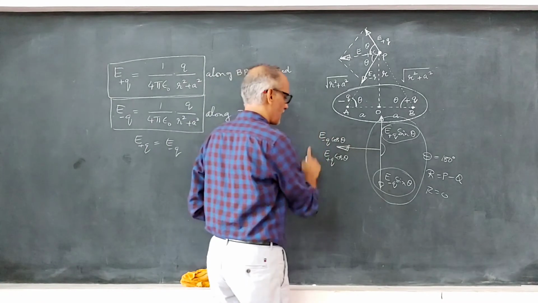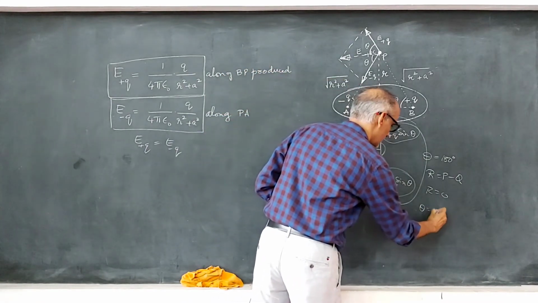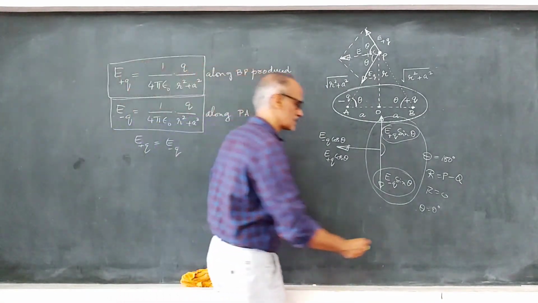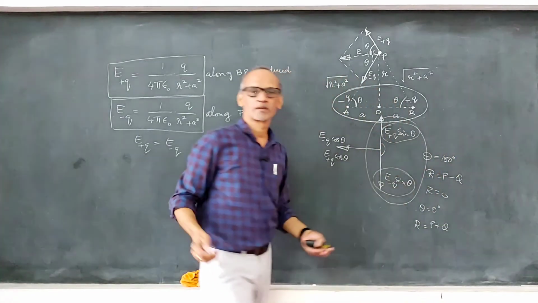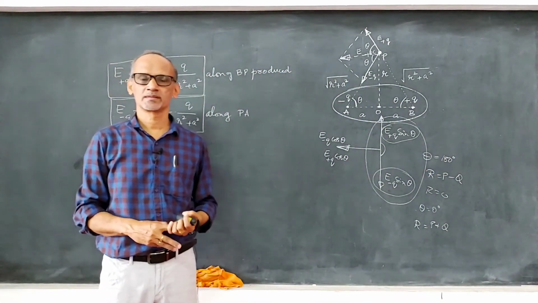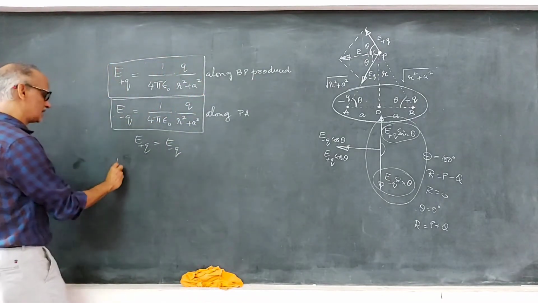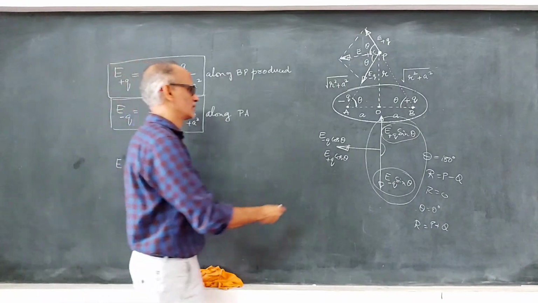But what about here? These two vectors are along the same direction. That is, theta is 0 degrees between them. When theta is 0 degrees, what is the resultant? Resultant is P plus Q, the sum of the two vectors. So now the resultant E is equal to P plus Q. So we have to add them.